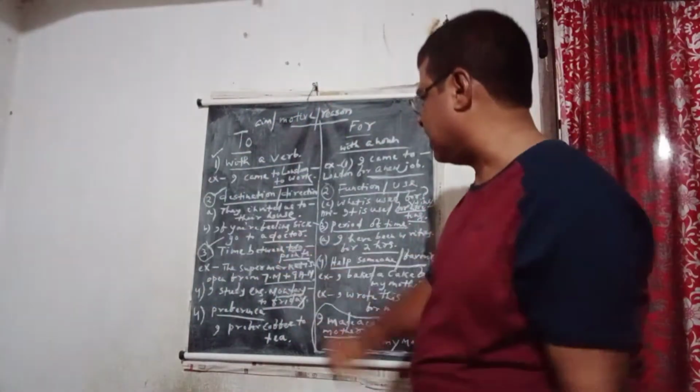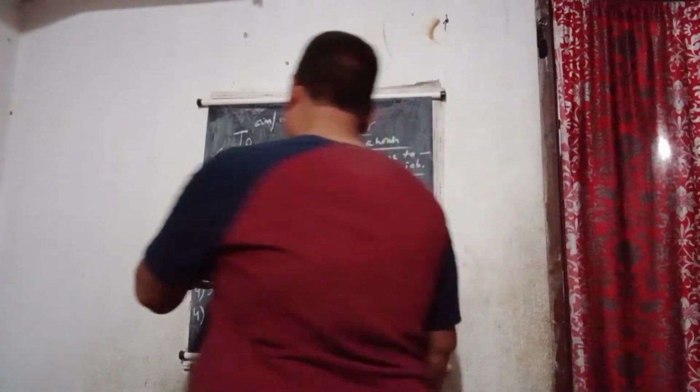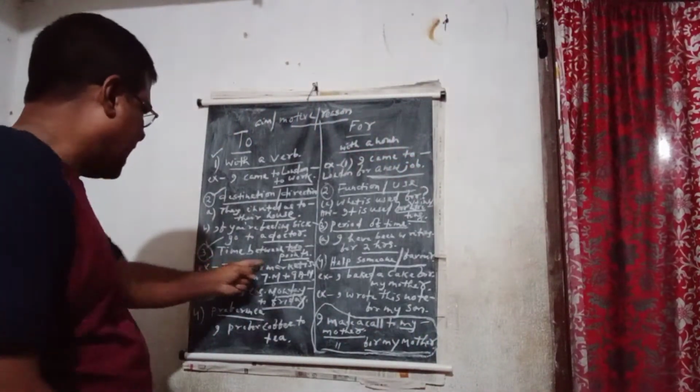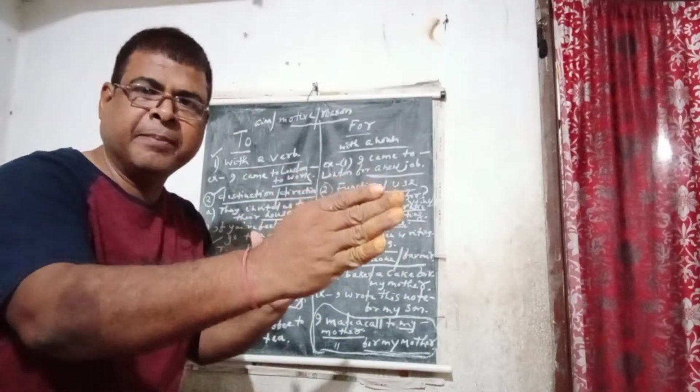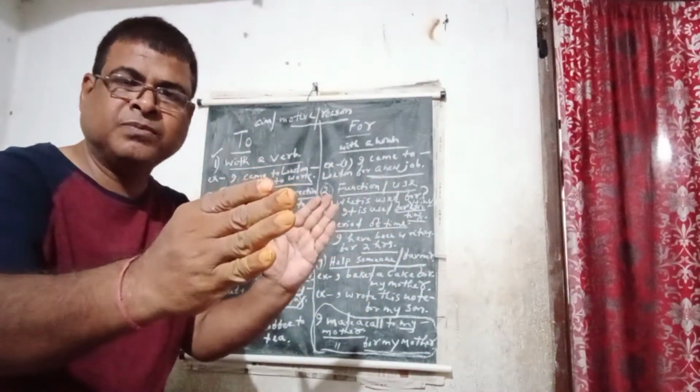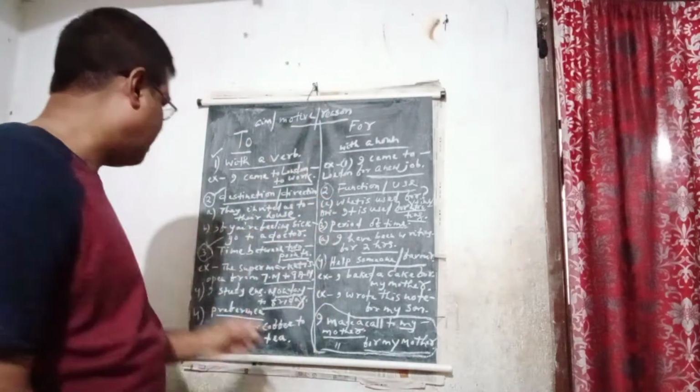Now I will give another example. Time between 2 points. देखिए दोनों points से, suppose A and B, 2 points are there. So A and B. So I will give an example.